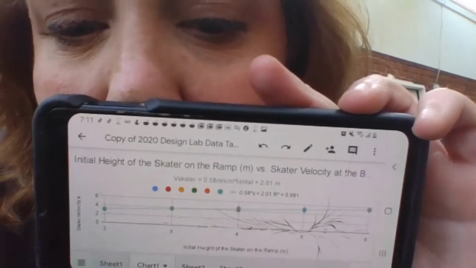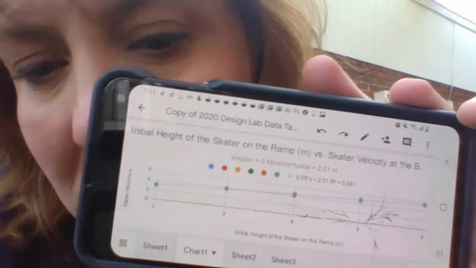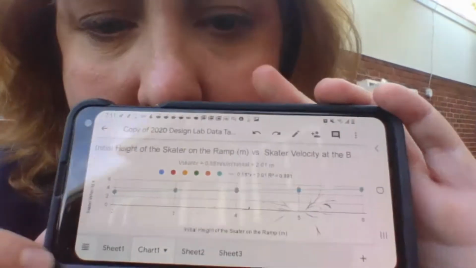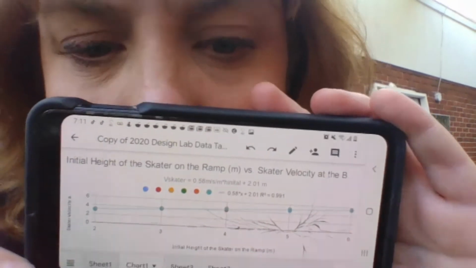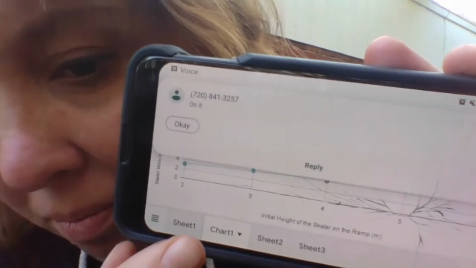Okay, so this is the first video about conclusion webs. If you are making one for your design lab and you used the Scatterplot, so in your Scatterplot, you had an equation.